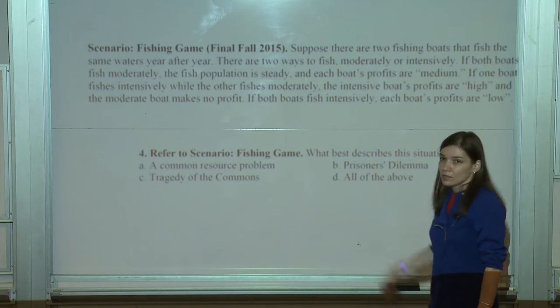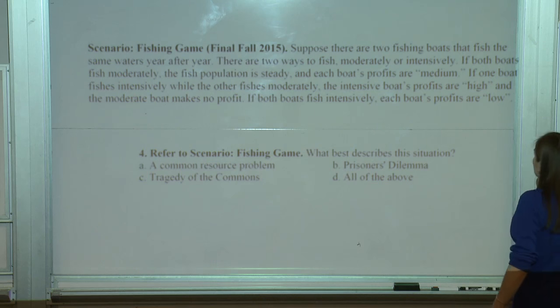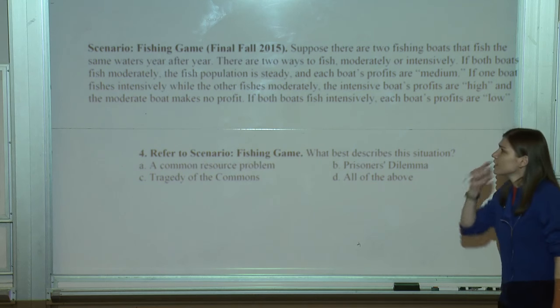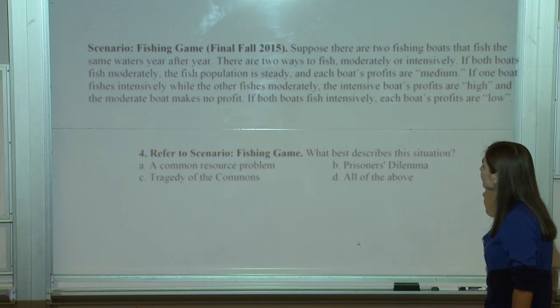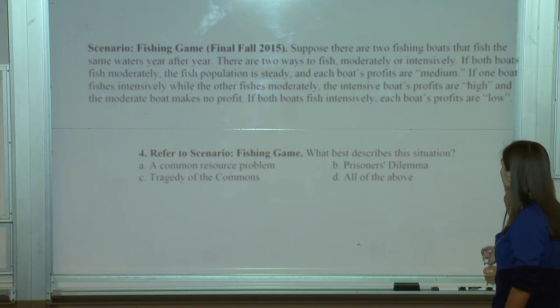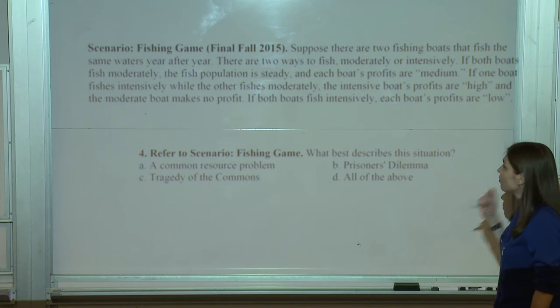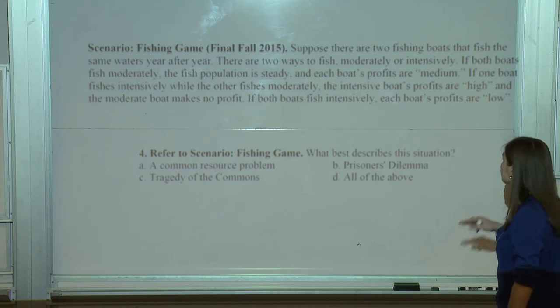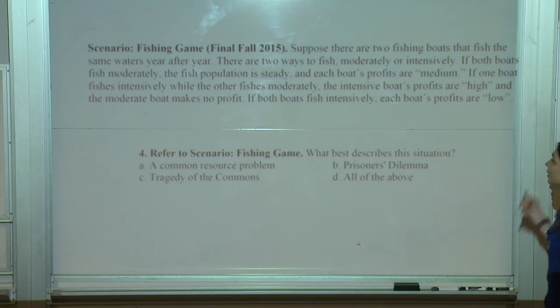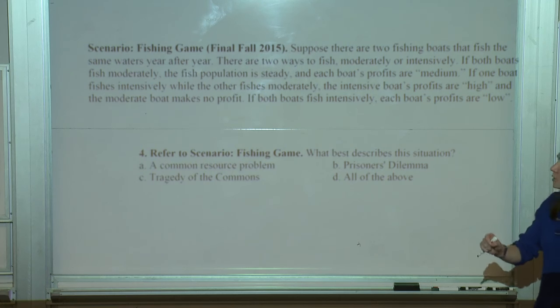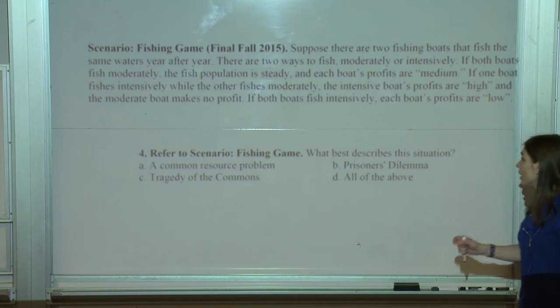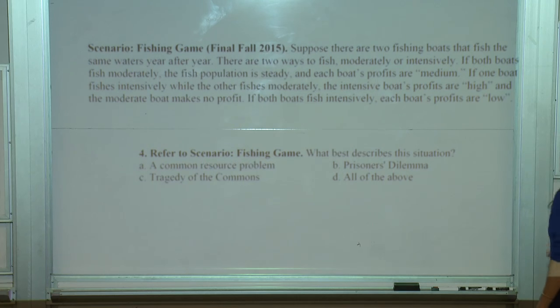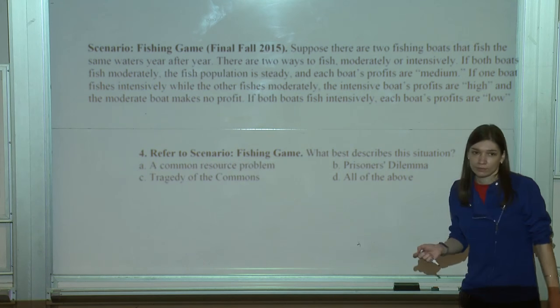Okay, it's another scenario. We have two fishing boats. They fish the same waters year after year. There are two ways to fish, moderately and intensively. If they both fish moderately, the fish population is steady, and each boat's profits are medium. If one boat fishes intensively while the other fishes moderately, the intensive boat's profits are high, and the moderate boat gets nothing. And if both of them fish intensively, each boat's profits are low.